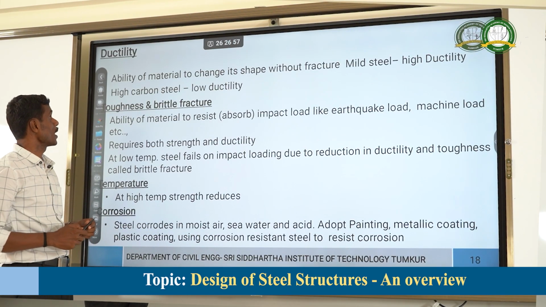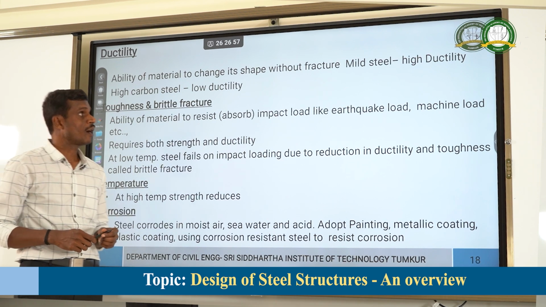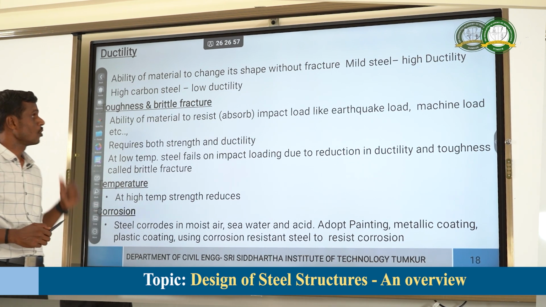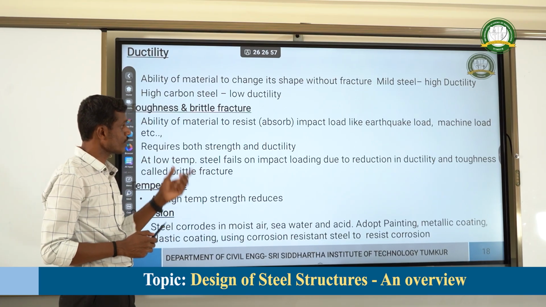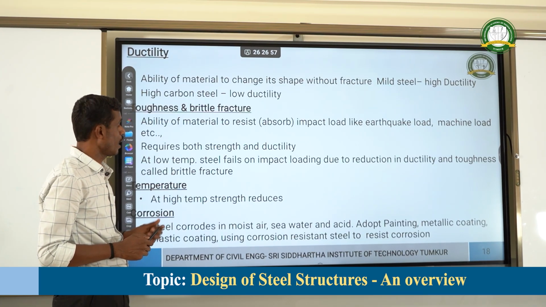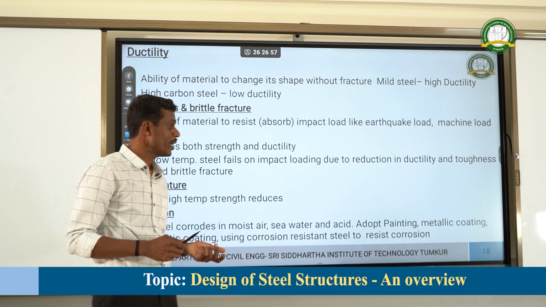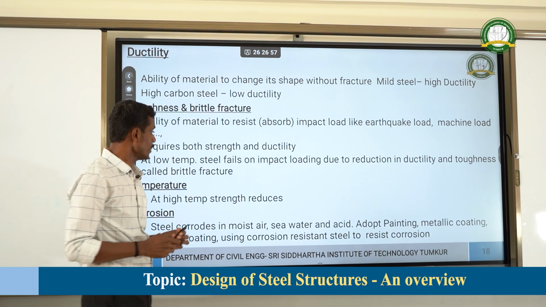So, ductility is the ability of a material to change its shape without fracture. Mild steel has high ductility; high carbon steel has low ductility, toughness and brittle fracture. So, toughness is the ability of the material to resist impact loads like earthquake and seismic, wind loads or any other loads that may occur. So, it requires both strength and ductility.